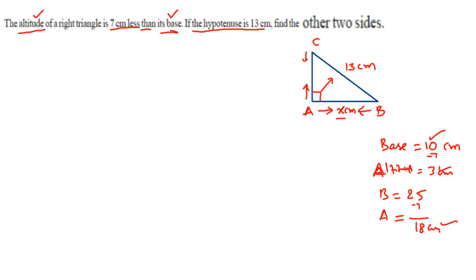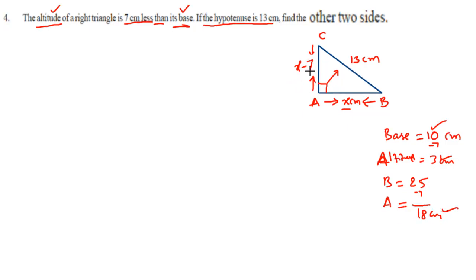So from the length of the base, that is x, if we subtract 7 centimeters, then we get the length of the altitude, that is x minus 7 centimeters. So now according to variable x, we have the length of the base, that is x centimeters, and length of the altitude, that is x minus 7 centimeters. And it is given the length of the hypotenuse, that is 13 centimeters. Now using this information, let us establish a relationship between these three sides, so that we can find the length of the altitude and base.